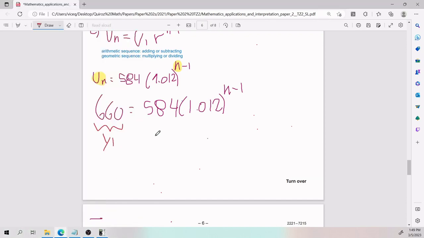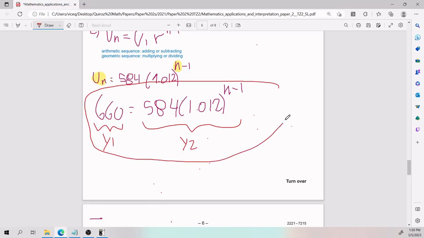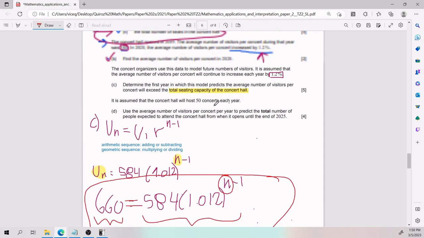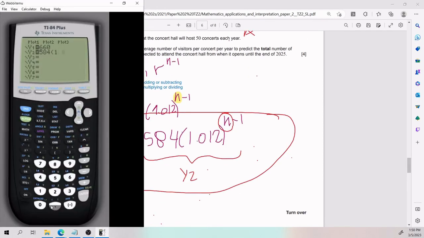And my y1 is going to be what's on the left, my y2 is going to be what's on the right. So what I'm basically doing is plotting these two lines and seeing where they intersect. And wherever they do intersect is what makes this whole thing true, and this whole thing is an equals. And so wherever they do intersect is my value of n that makes it true, which is exactly the year in which the total seating capacity of the concert hall is going to get exceeded or filled. See? So that is sort of the intuition. Again, I do have a video on that, which goes much more in depth.